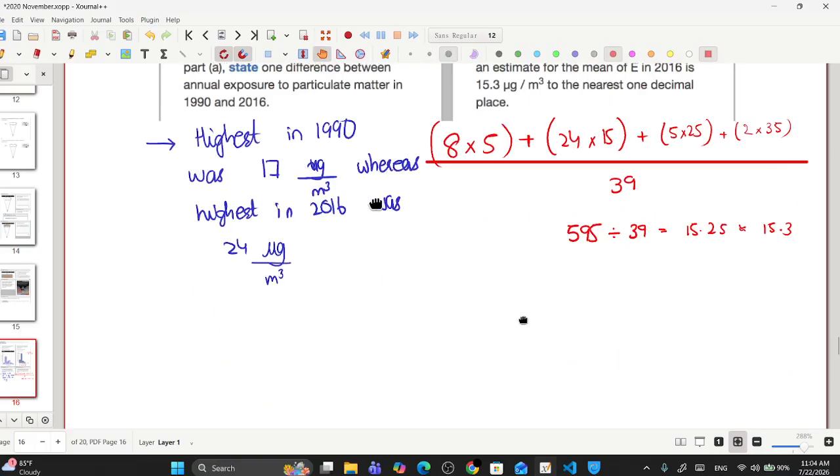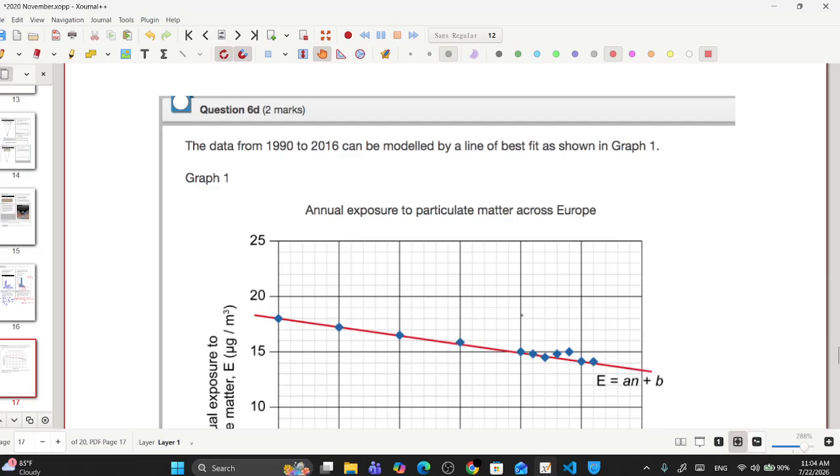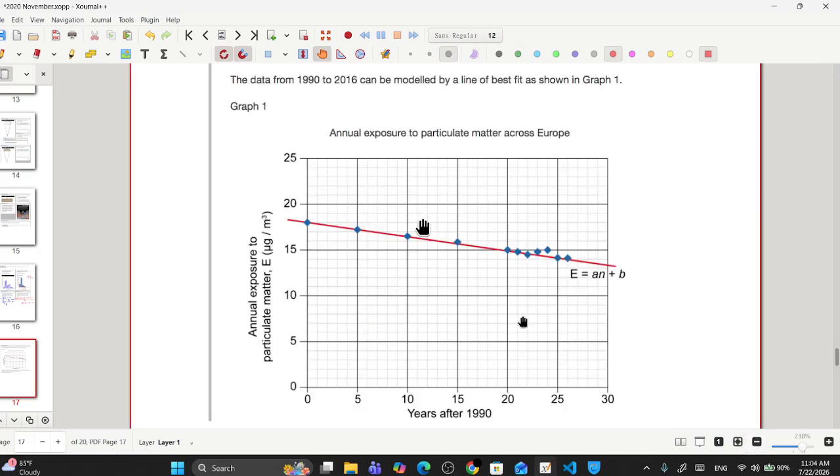Then we have part D. The data from 1990 to 2016 can be modeled by a line of best fit as shown in graph 1. Okay, great. E equals A n plus B. Now, this is pretty difficult to understand, but not too difficult as well. Can we say that this line is also being represented in the form of y equals mx plus c, the equation of a line? We can say that.